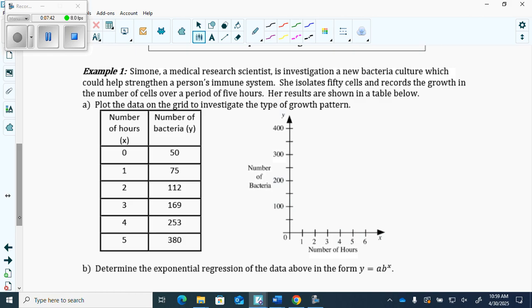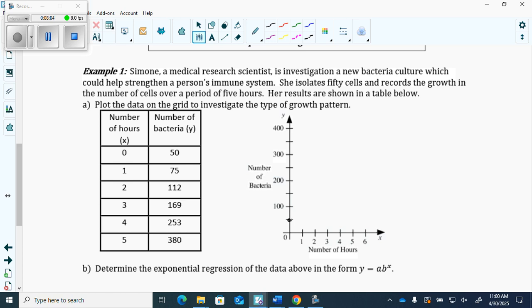Remember what your calculator is doing: it's taking that data and making a stat plot of it, and then making a line of best fit for whatever regression you pick. Remember exponential graphs, we talked about them? They go up and go up. So we're going to get an exponential graph out of this. All right, so let's first just plot it. We're going to do the stat plot.